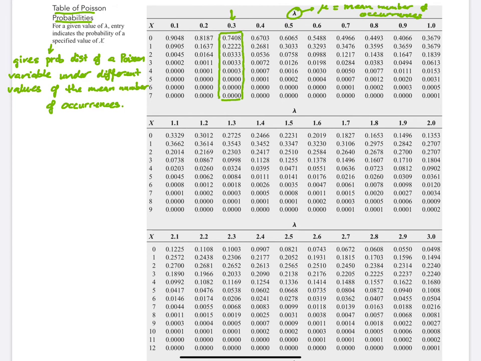So let's look at the problem we just did. We know that the probability that x is equal to 2 is 0.2169 when mu is equal to 1.2. So how do we confirm this in the table? When mu is equal to 1.2, you want to go to the column labeled 1.2, which is this column. Then this is the probability distribution for our variable. Now we want to find the probability that x is equal to 2, which is this row right here. If you trace it out, you get 0.2169 as your answer, which is exactly what we got.